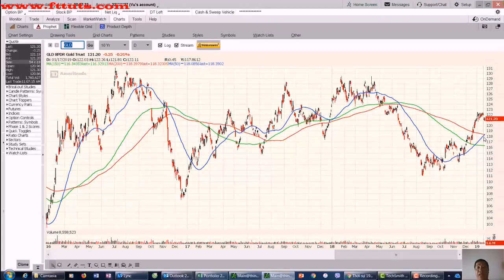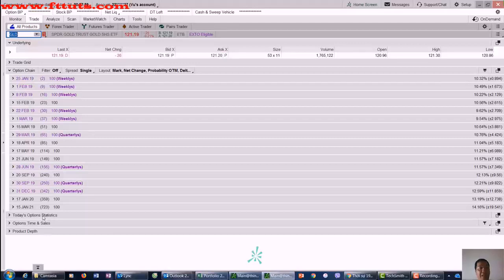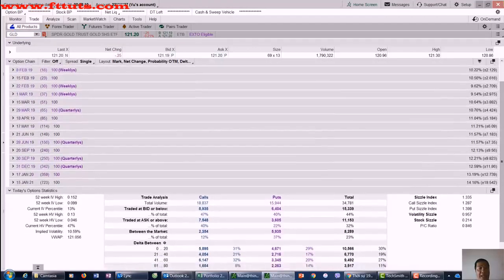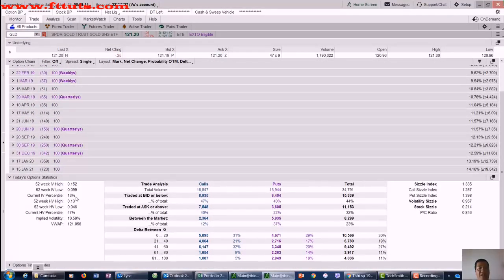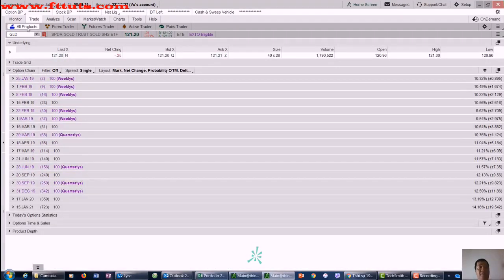Before you buy a call, one more criterion you need to check is the implied volatility ranking or percentile. It needs to be low. If the ranking or percentile of IV is below 40, that could be a good time to buy. So how can you check it? Just go to the trade tab here, type GLD, and go down to the arrow here, today's options statistics. Just open it up, and you can find it right here, current IV percentile. It shows 13% today, meaning it's pretty low. So IV is low, so it's a good time to buy. So this criterion is met now.